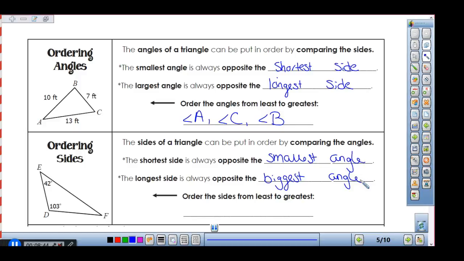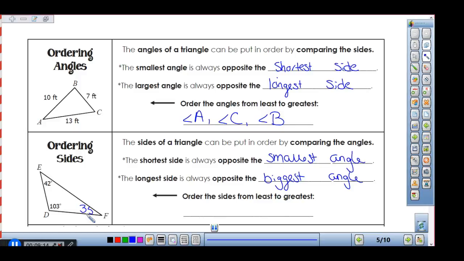Okay, so before you can start this, you've got to figure out what your third angle is. The three angles of the triangle add up to 180. So F would be 35, because you take 180 minus 103 minus 42. Alright, so what is my smallest angle? My smallest angle is F.